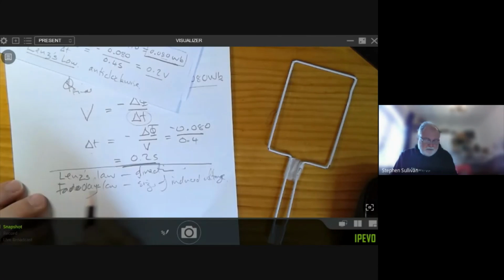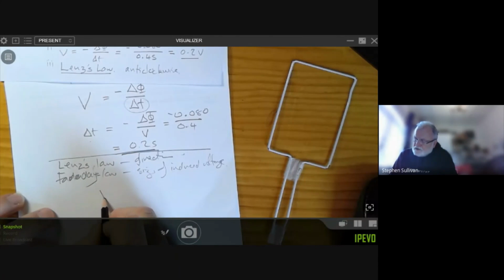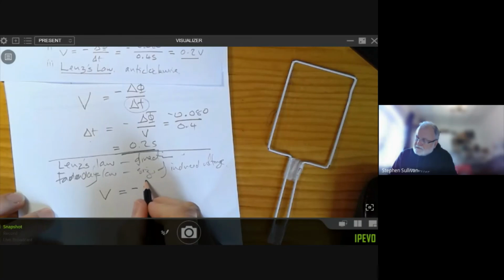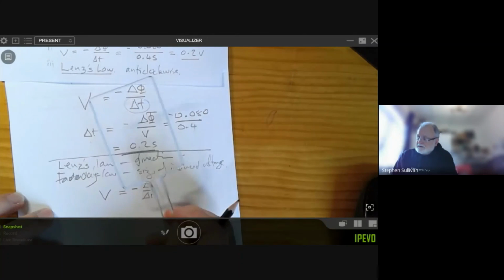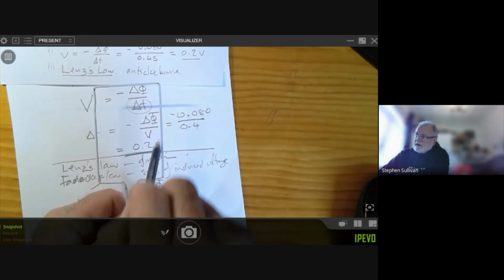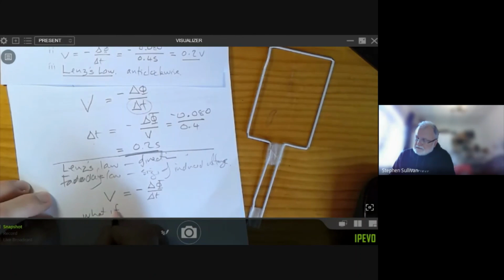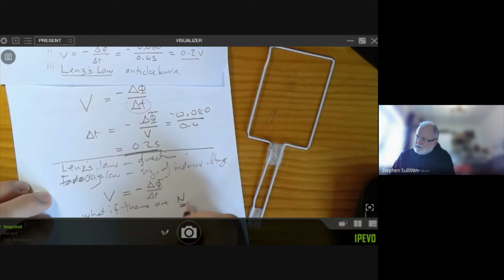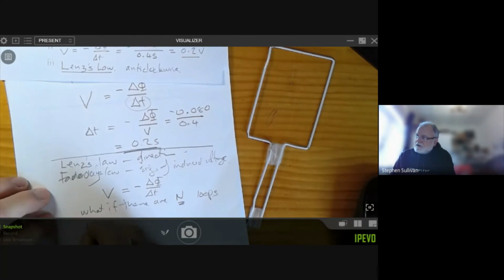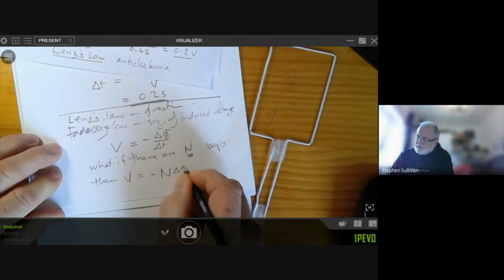Just one last thing before we move on. I don't think it's clear in the notes at all, even if it's there. But from Faraday's law, the voltage induced is equal to negative, it opposes, the change of flux divided by time. But what if we don't just have one loop? What if we've got several loops where the wire goes around and around and around several times? What if there are N loops? N loops in our coil, then the voltage becomes negative N times the rate of change of flux.